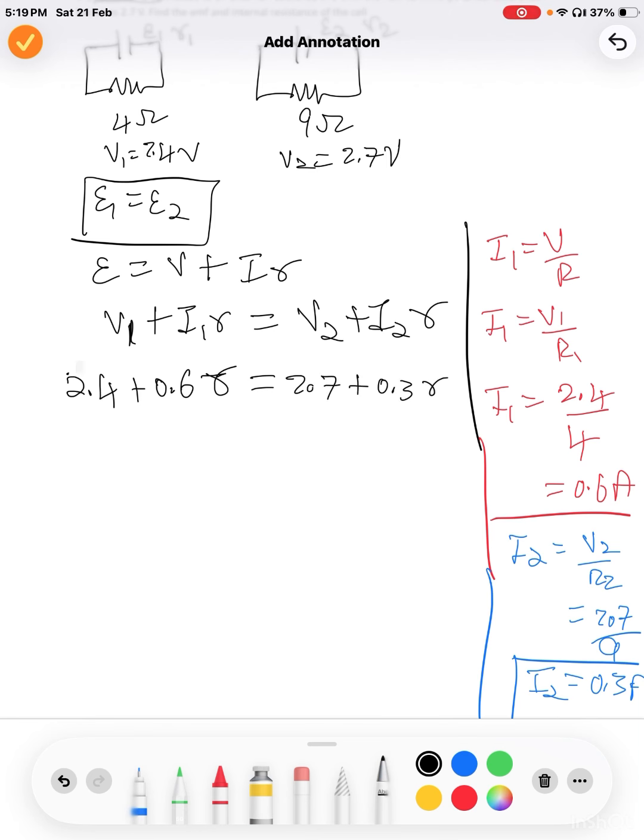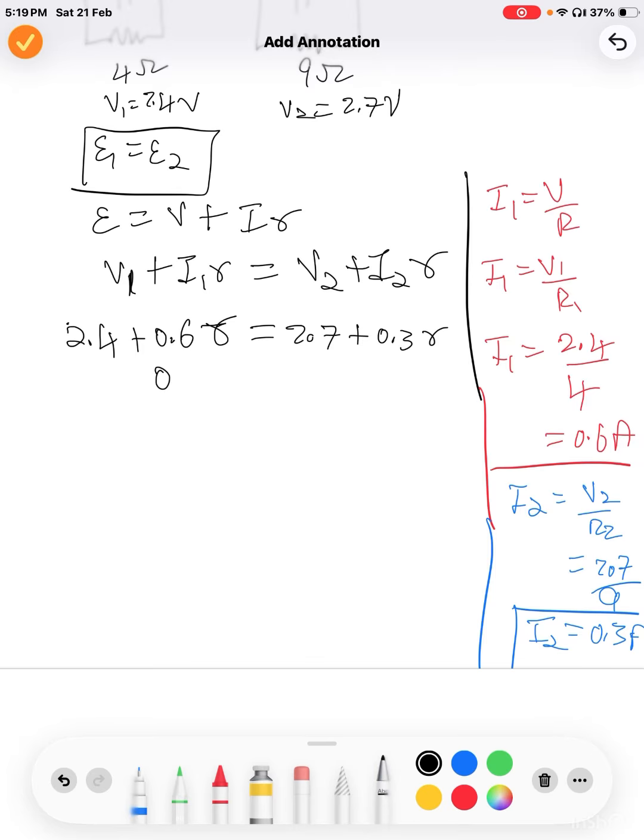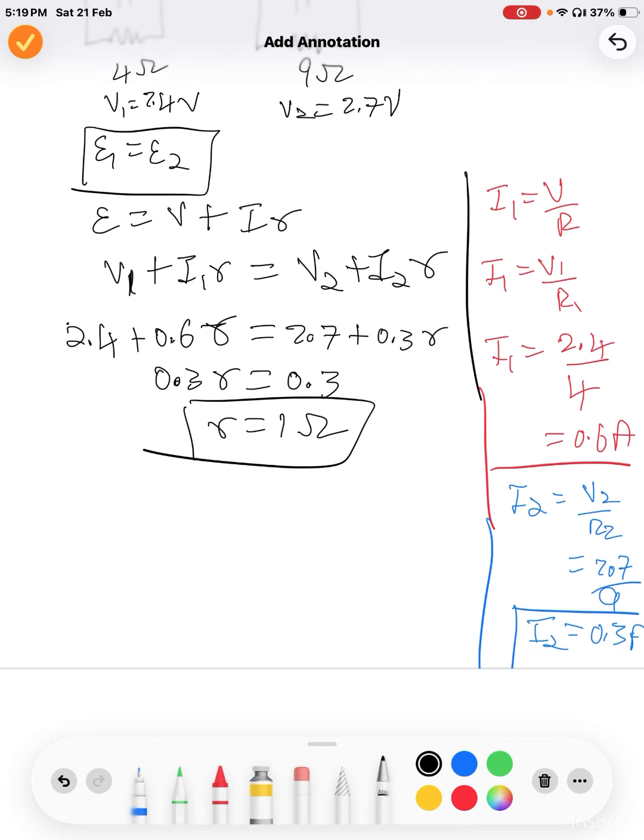So if we simplify this, what will we get? 0.6 R, or 0.3 R. 0.3 R is equal to 2.7 minus 2.4, which is 0.3 R. The 0.3 and 0.3 get cancelled, we'll get 1 ampere. Sorry, 1 ohm. So 1 ohm is the internal resistance.